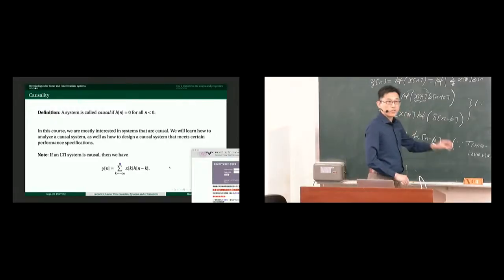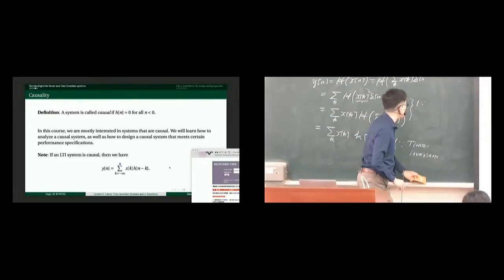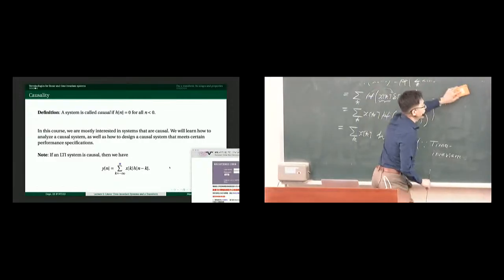Now another definition. Here comes another definition which is useful. Causality.